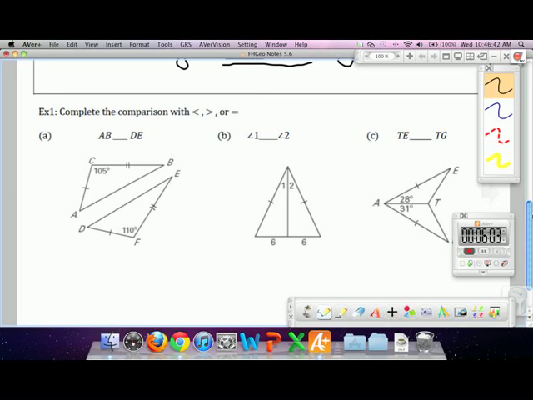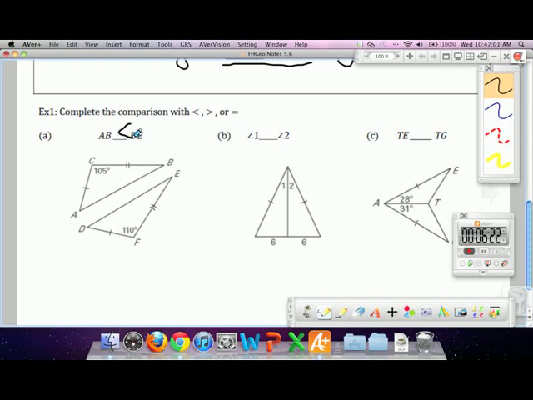So, for example, in between these two triangles, which side length has got to be bigger? DE, because we have pairs of congruent sides, and then the included angle F is larger than the included angle C, so DE has got to be bigger.